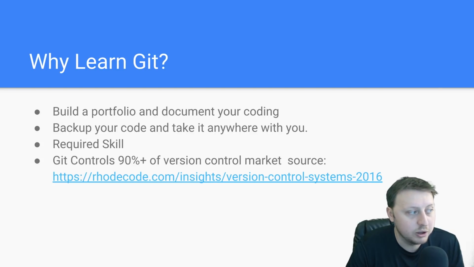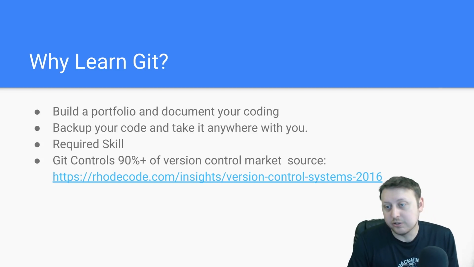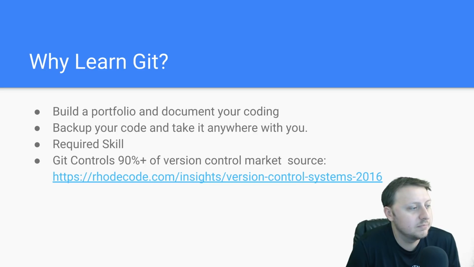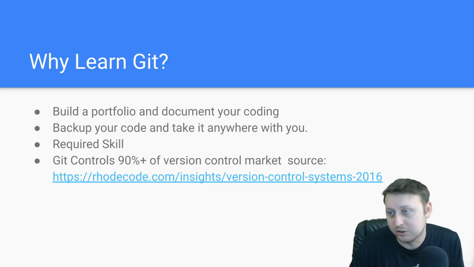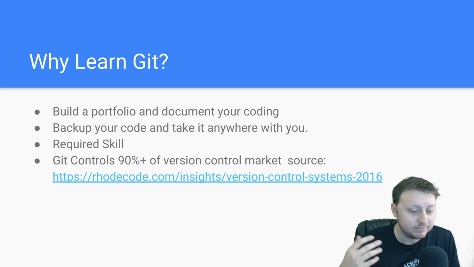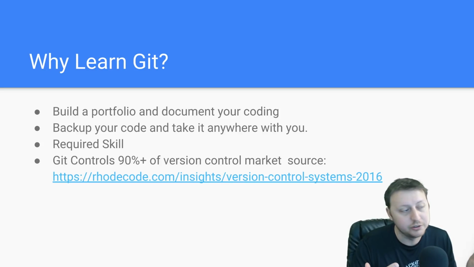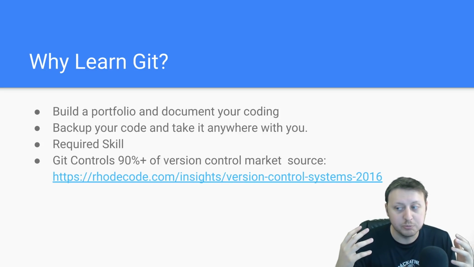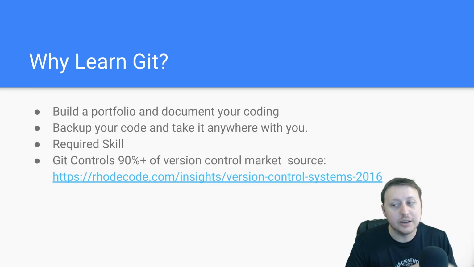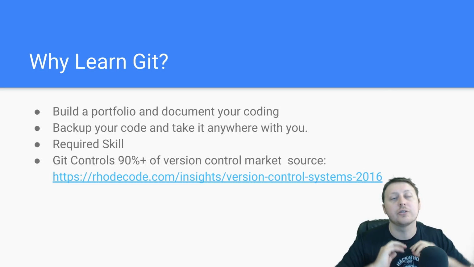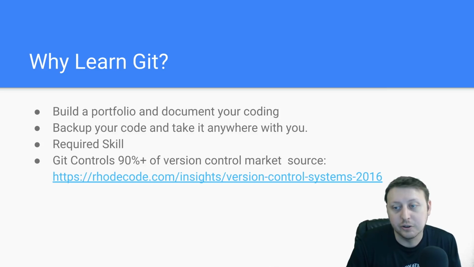So why learn Git? Well, there are a lot of reasons. It's going to allow you to build a portfolio and document that you're actually coding, right? A lot of developers say they code, but it's hard to prove it. Git is going to allow us to have an actual portfolio where people can look at our code, and on GitHub specifically, see how often you're actually coding, how often you're using Git, how often you're sending your code out to be saved. And so it gives us a way to do that.